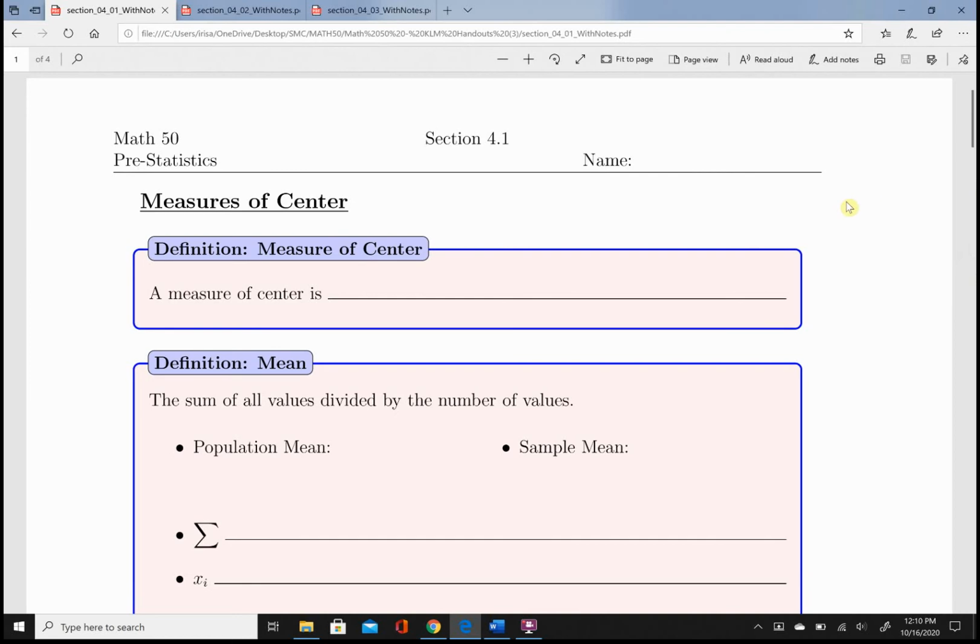Day 14 lecture video on measures of center and measures of spread. So we're going to cover two sections in today's video.